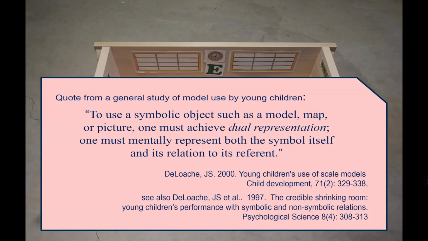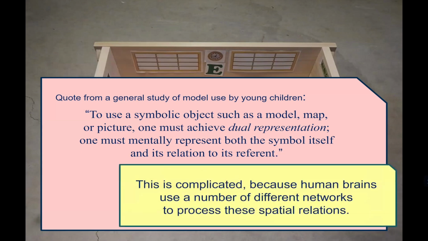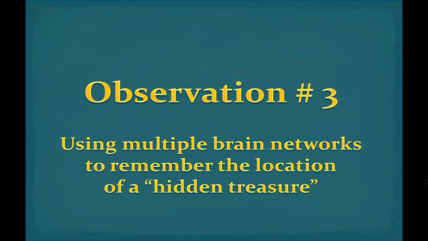To quote from a very general study of model use by young children, to use a symbolic object, such as a model or a map or a picture, you have to achieve what is called dual representation. You have to mentally represent the symbol and its relation to the object that it represents. That's complicated because human brains use a lot of different networks to process spatial relations. That brings me to observation number 3.